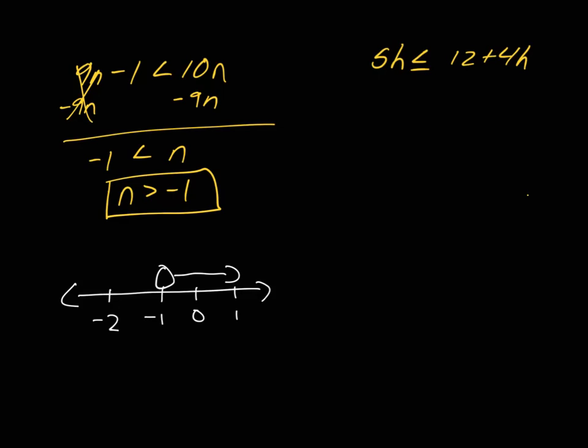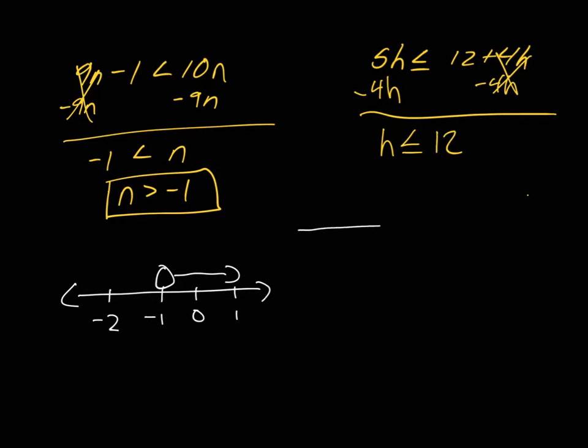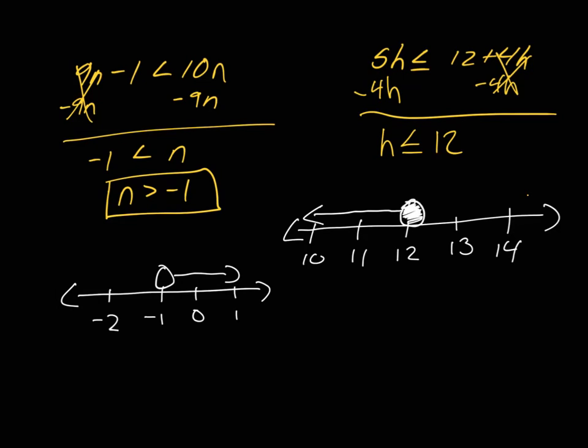Let's check this one here. Over on the right-hand side, I'm going to minus 4h, minus 4h. 5h minus 4h just gives me h is less than or equal to 12. That would be my answer. Now I need to graph it. So when I graph, I'm going to start with 12. I'm going to do 13, 14, 11, 10. My circle goes at the 12. I'm going to fill it in because the line underneath says it's equal to. And h is less than 12, so I need to go to the left. And then I'm finished.